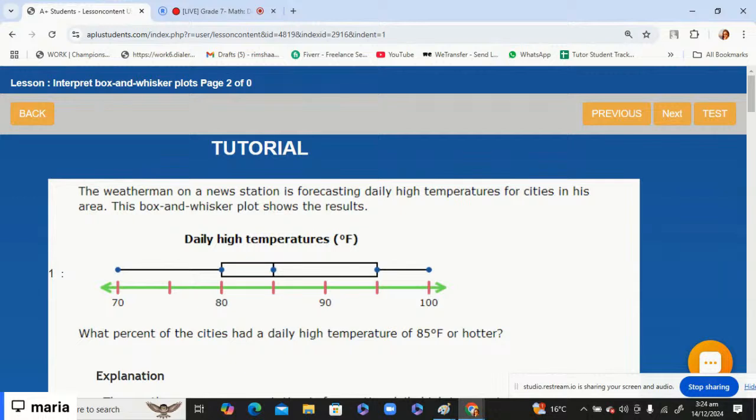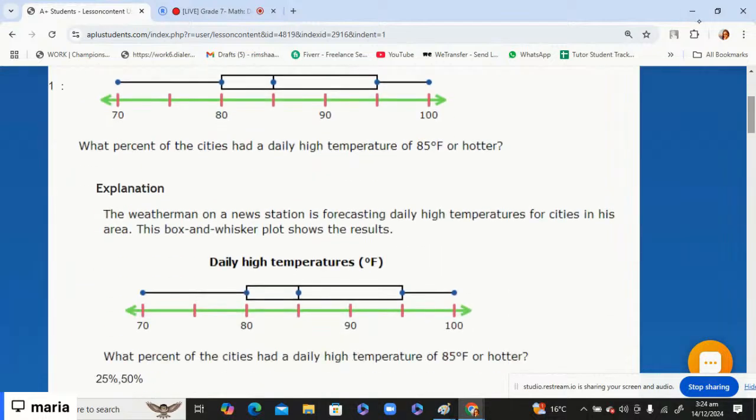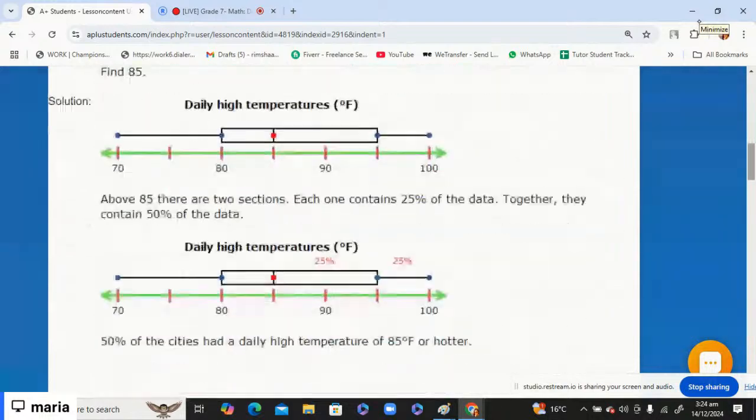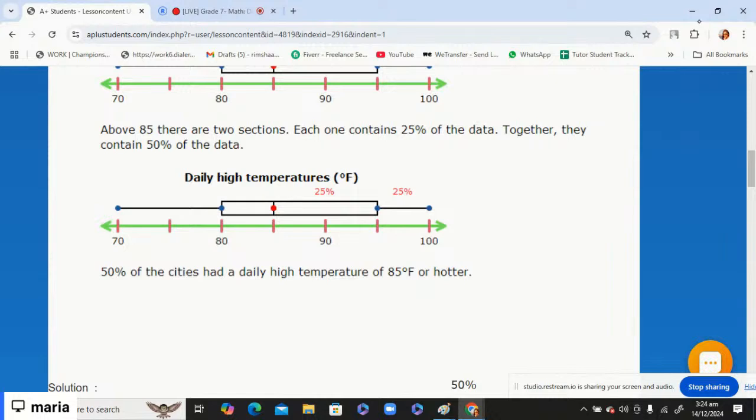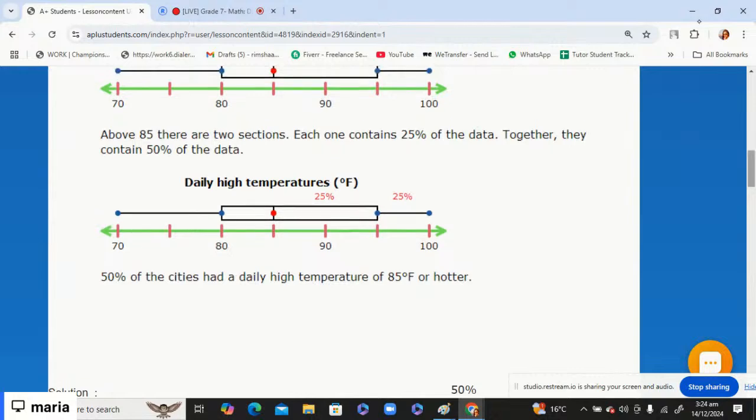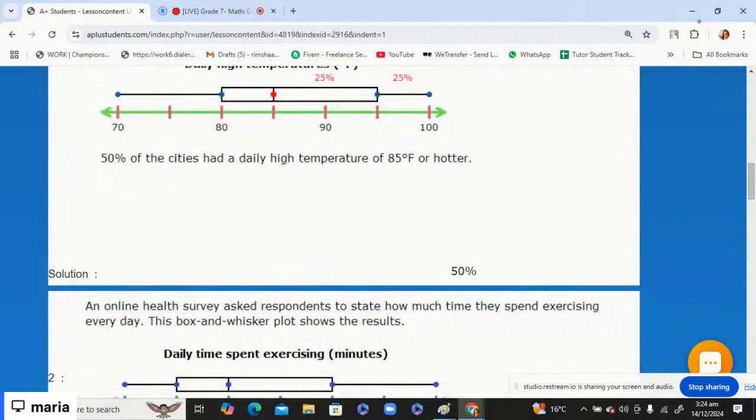What percent of the cities had a daily high temperature of 85 Fahrenheit or hotter? Okay, let's see. We see that the center of this box and whisker plot splits the data into four sections. Each section is 25% of the data. Look at here now. The ending part is 25%, and the part inside it is 25%. So they are saying 85 or hotter, it means 85 or more than 85. It's 25% and 25%. So we can say that it's 50%.